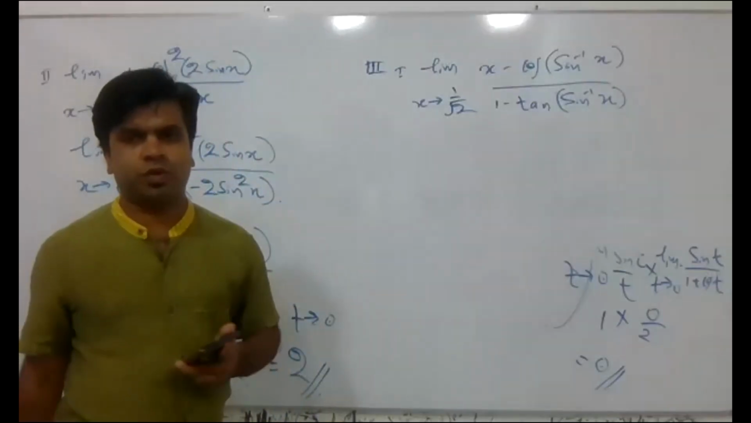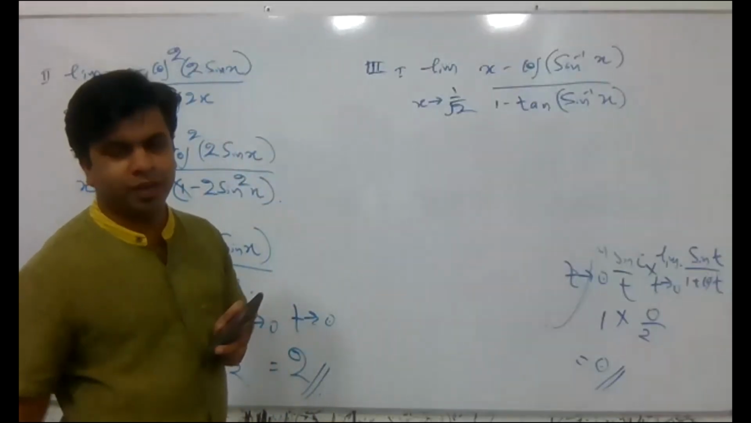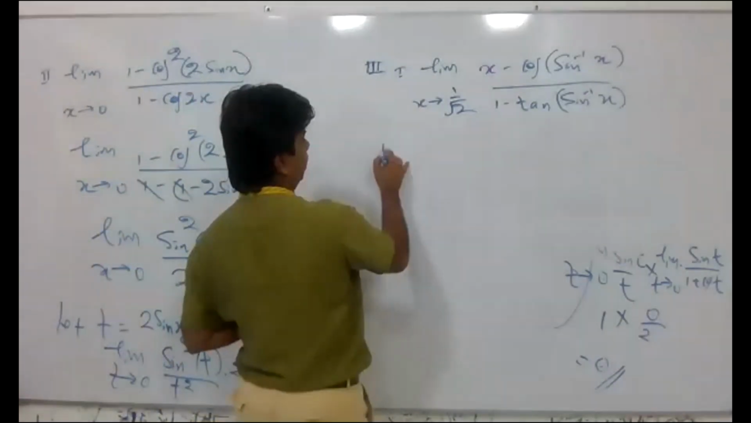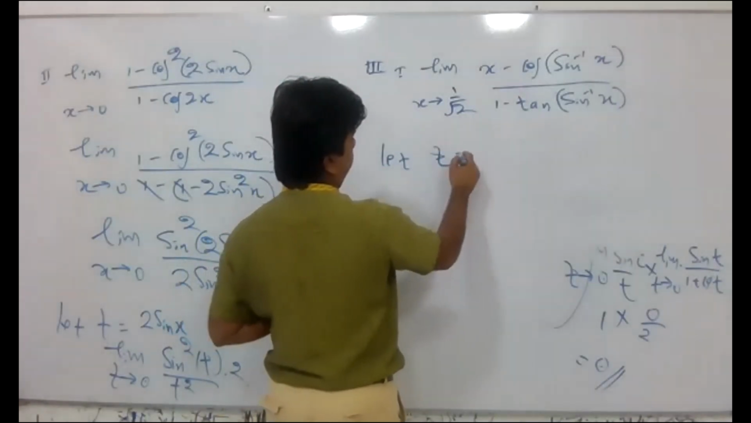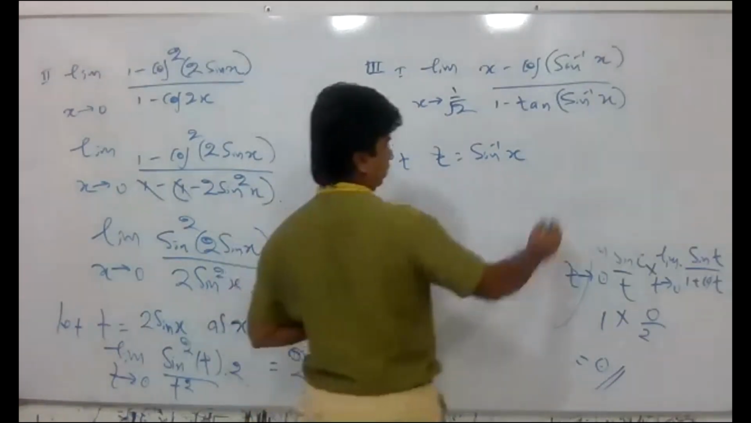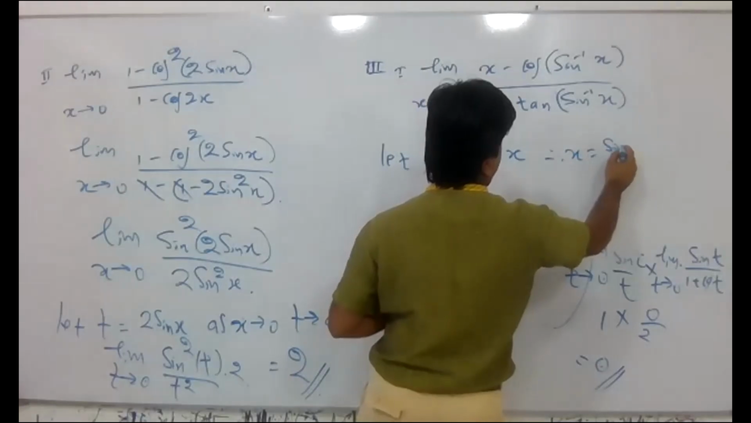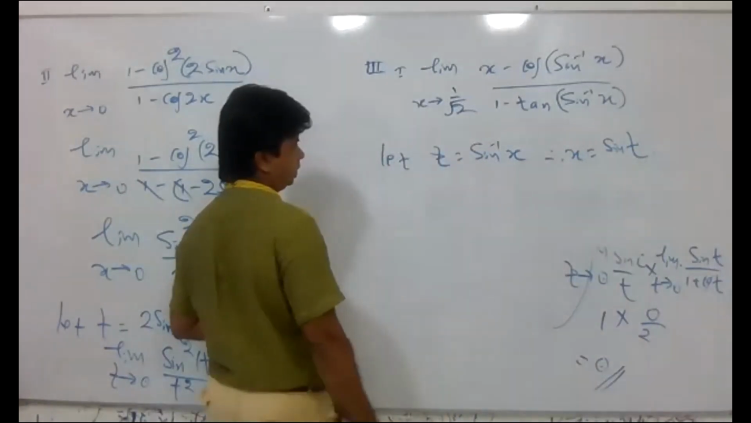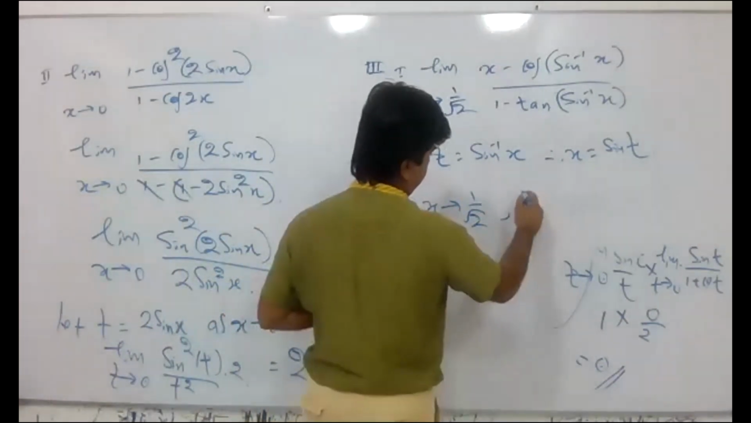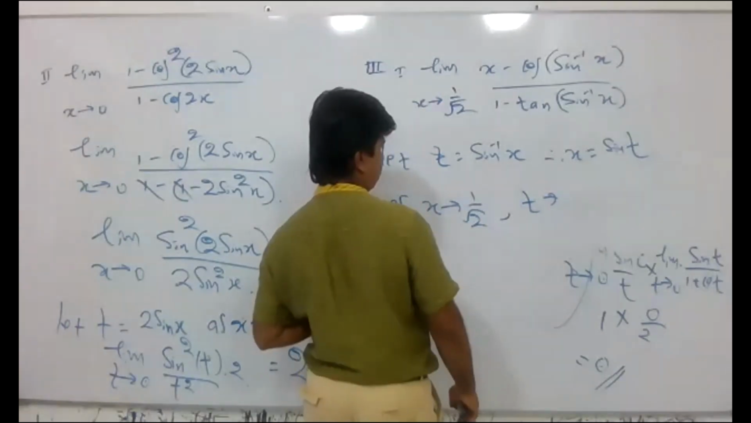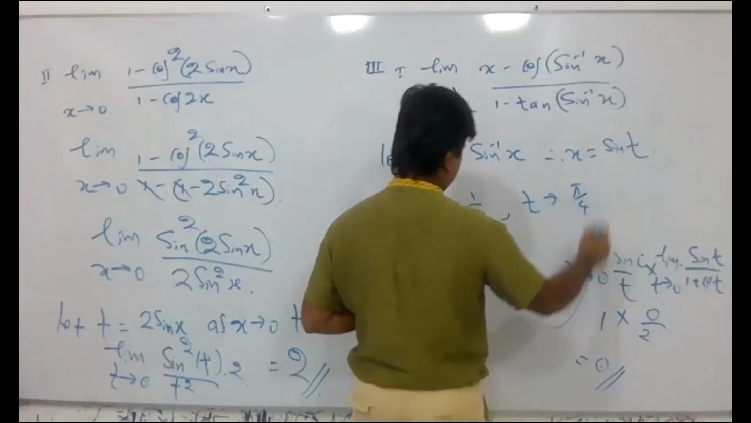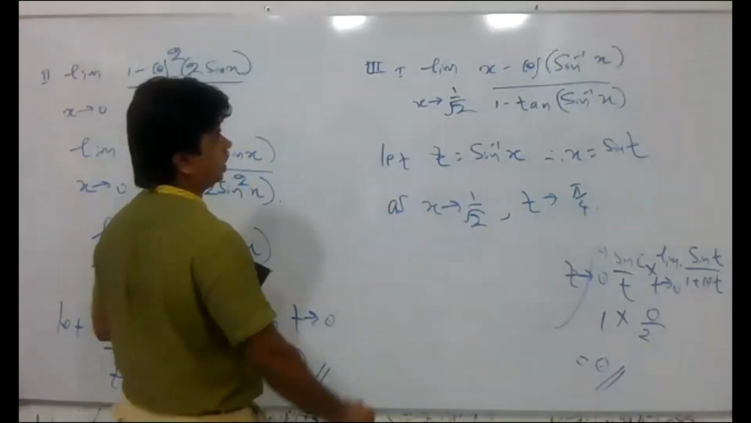I don't discuss this one completely until the last point because you can manage. I should help you to think only. So what you can do here: let t equal sine inverse x. If t equals sine inverse x, then x equals sine t. By the knowledge of inverse, as x goes to 1 over root 2, where does t go? Sine inverse of 1 over root 2 is pi by 4. So t goes to pi by 4.